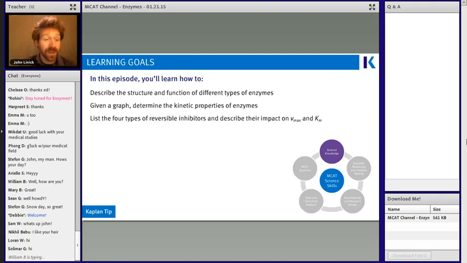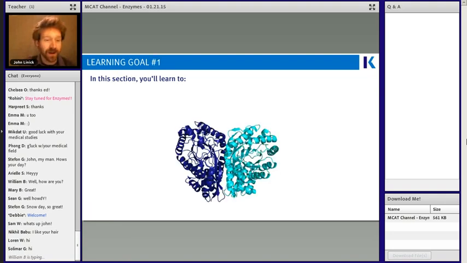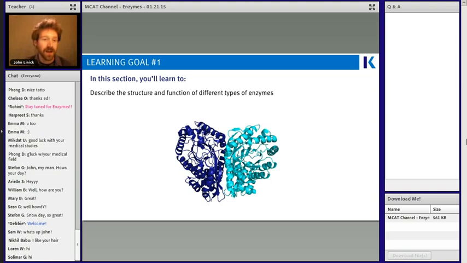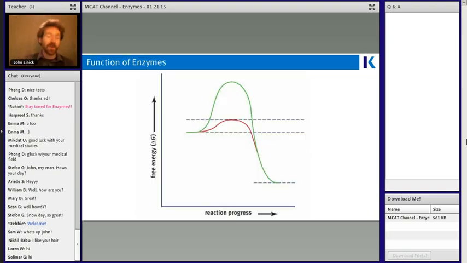All right, with that stated, the first thing we're going to talk about is the structure and functions of different types of enzymes. So let's get right into it. All right, everyone, big picture first. In fact, this is probably the highest yield of everything we're going to talk about today. Heads up. But what are enzymes? Let's get a big, broad category here.